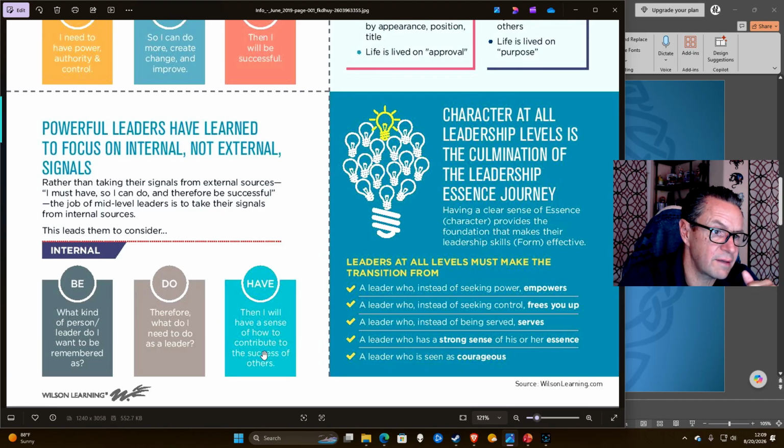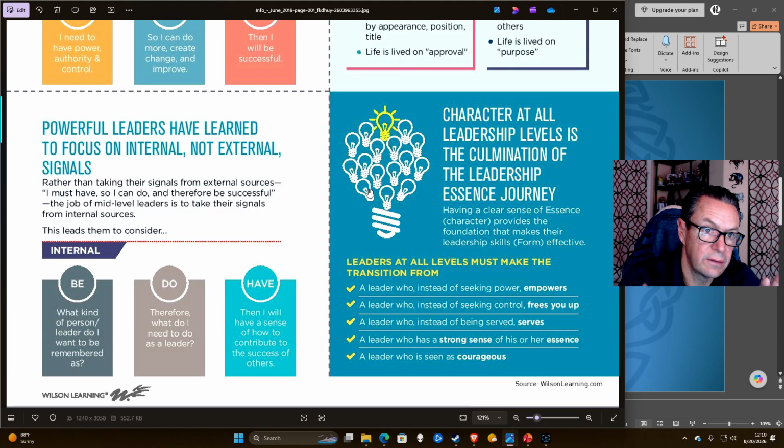I want to have a sense of how to contribute to the success of others by understanding how it's not about you. Leadership is not about you. There's nothing in here about how do I train, develop, take care of the team? How do I work on competence? How do I try to find the best person for the job? I got very excited when I got to this last spot. So character at all leadership levels is the culmination of the leadership essence journey.